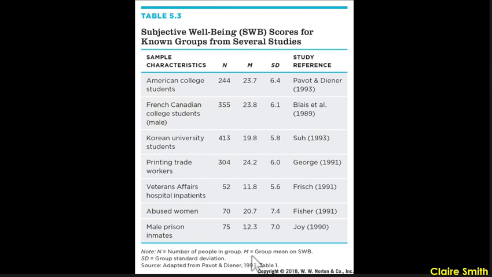So M is the group mean, right? So subjective well-being is the lowest based on this in Veteran Affairs hospital patients. Male prison inmates is pretty low. French Canadian college students have a pretty high subjective well-being. Okay, so it's kind of just interesting to look at.